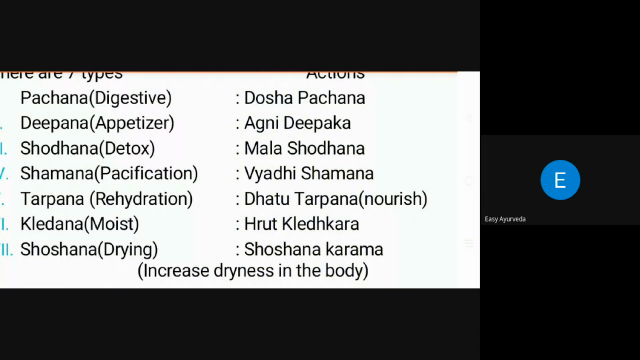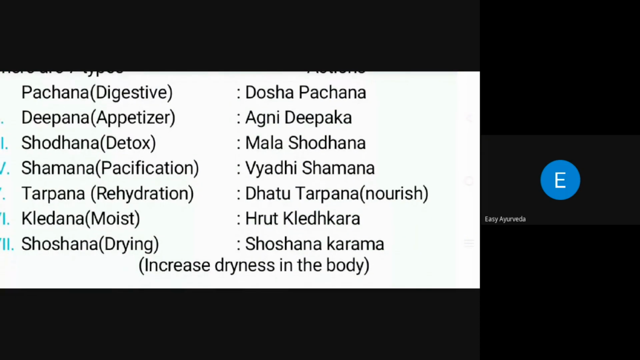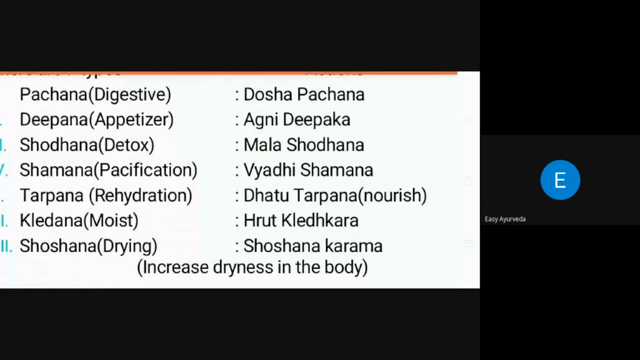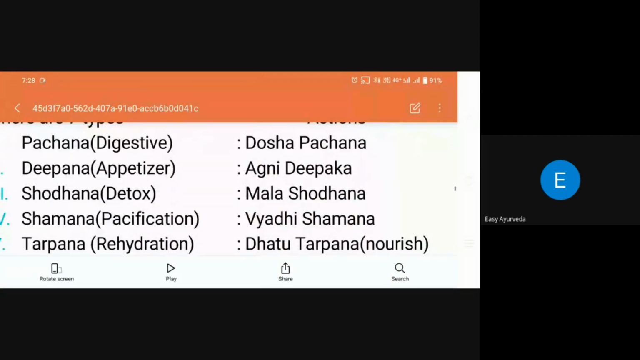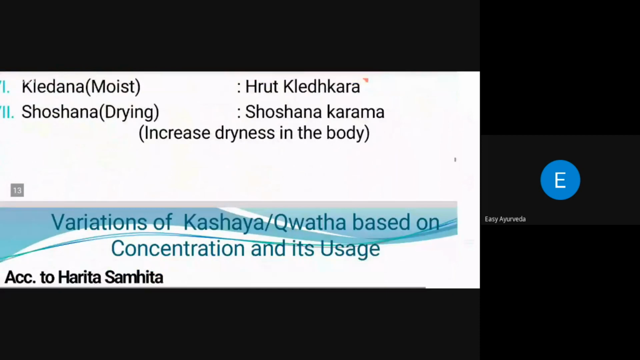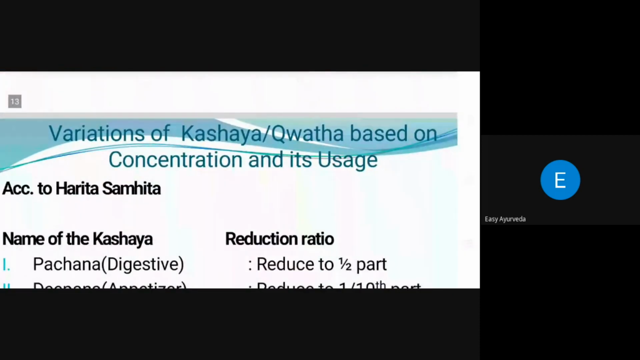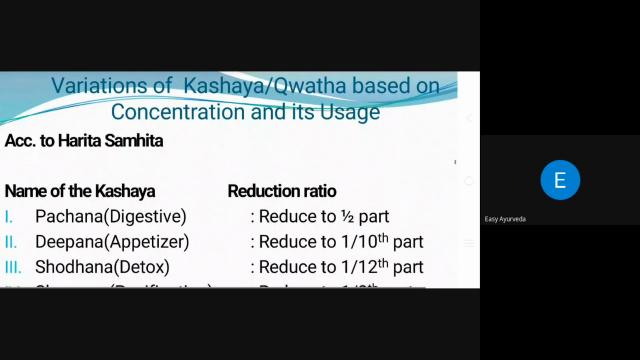Shoshana Karma means increasing the dryness in the body, where excess kapha is there and you have to remove it. In that context, we have to use the Shoshana Kashayas. Now, in this next slide, we will see what proportions have to be used, that is, the variations of Kashaya based on their concentration and uses.